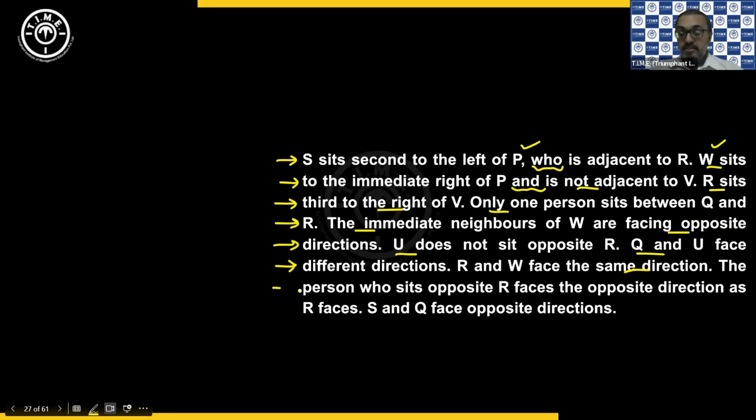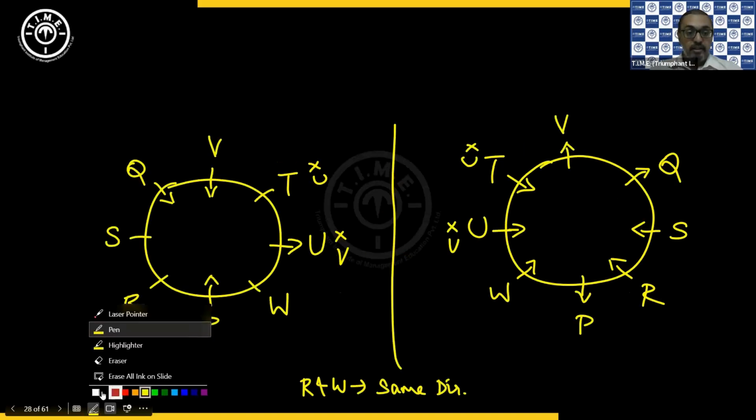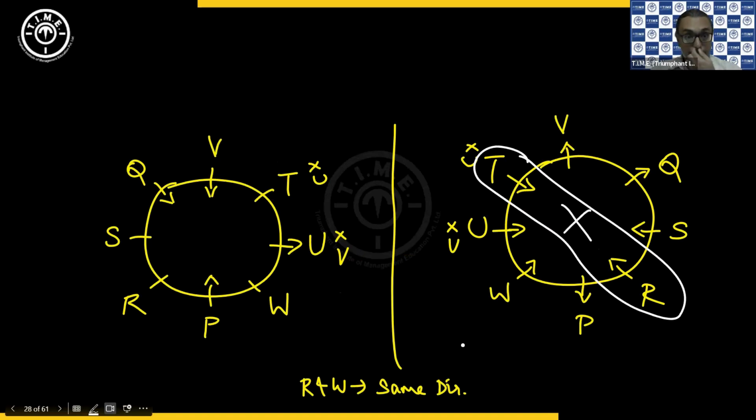Then the person who sits opposite R faces the opposite direction as R faces. Okay. So now look at the right side case, the second case, the person who is opposite to R should face a direction that is opposite to R facing. But here what is happening? Both are facing the same direction. Both are facing the center. Correct? So that is why the right side case is not valid anymore.